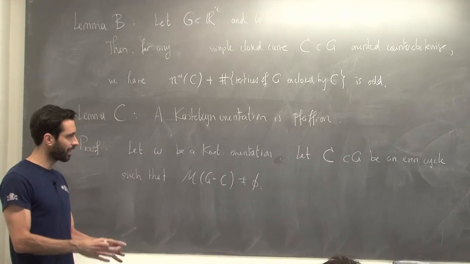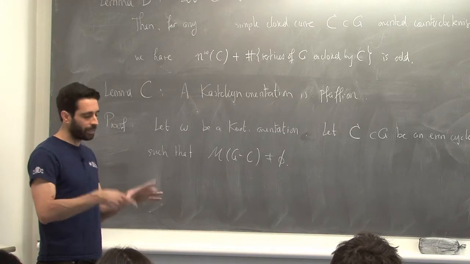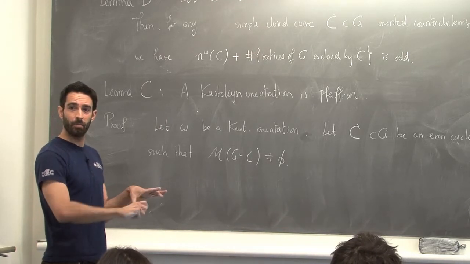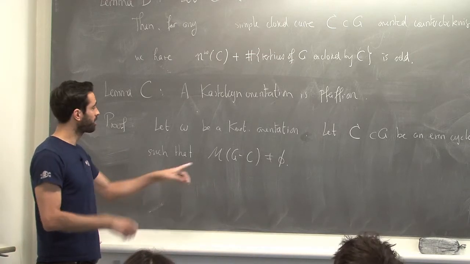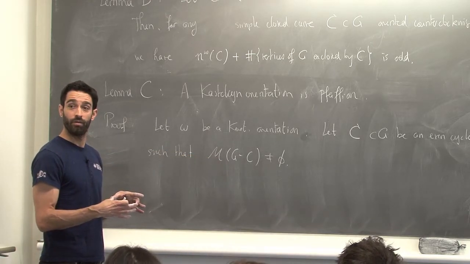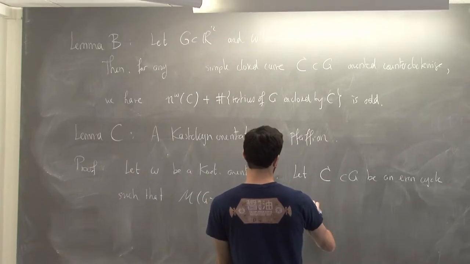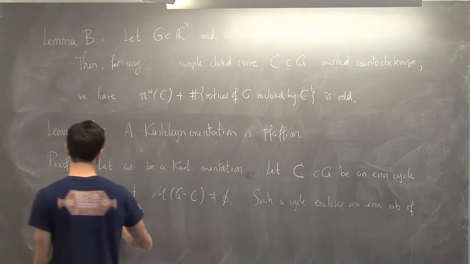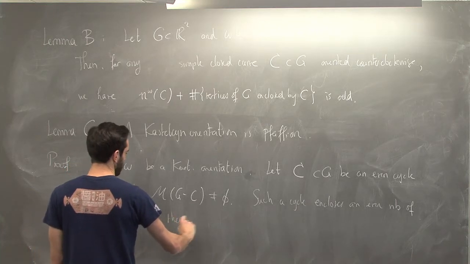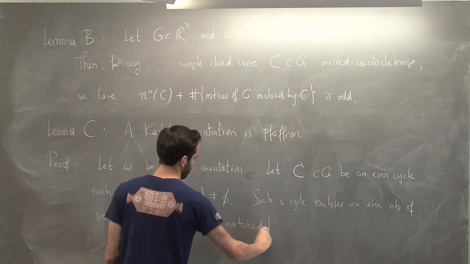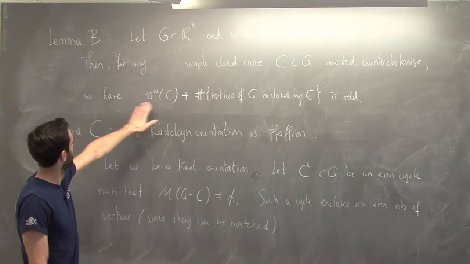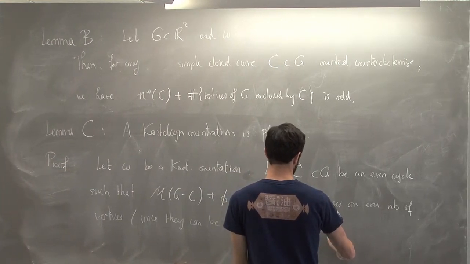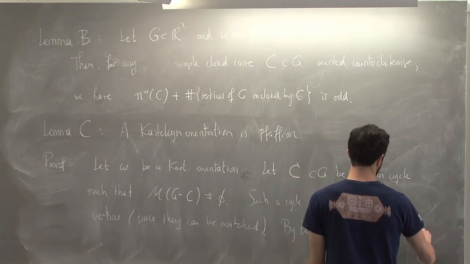Well, now let's think a little bit. You have your cycle in the plane. When you remove it, it has a perfect matching. It means that the number of vertices inside C is even, since they can be matched, right? A vertex inside C cannot be matched to a vertex outside C. Again, we're in the plane. So such a cycle needs to enclose an even number of vertices, since they can be matched. Right? But this means that this is even, this means that this is odd, and this is what we were trying to prove. So by lemma B, n omega of C is odd, so the orientation is Pfaffian.